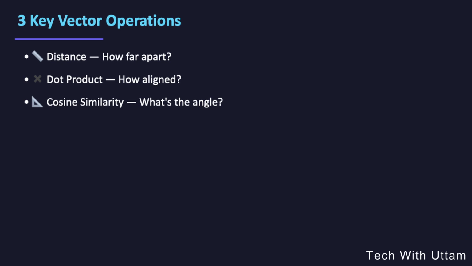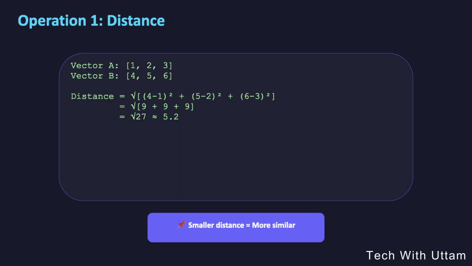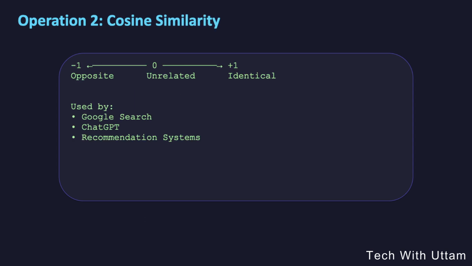So how do we actually measure similarity between vectors? There are a few key operations. First, distance. This is like measuring how far apart 2 points are on a map. You take the difference between each pair of numbers, square them, add them up, and take the square root. Smaller distance means more similar. It's that simple. But the most popular one in AI is cosine similarity.